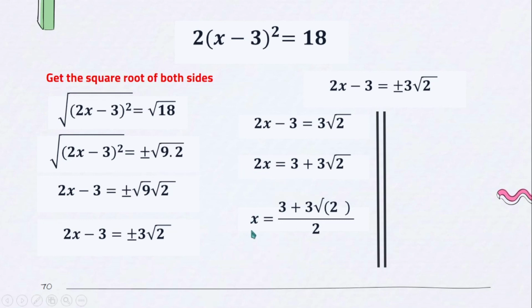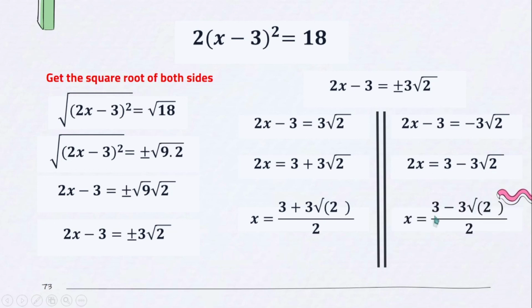On the other side, x minus 3 is equal to negative 3 square root of 2. So x is equal to 3 minus 3 times the square root of 2. The answer is x is equal to 3 minus 3 square root of 2 over 2. Why over 2 again? Because we divided both sides by 2.